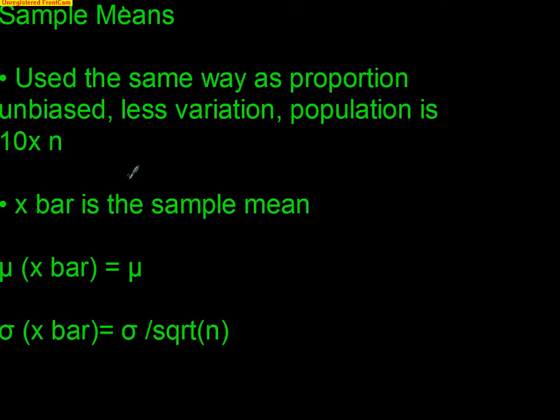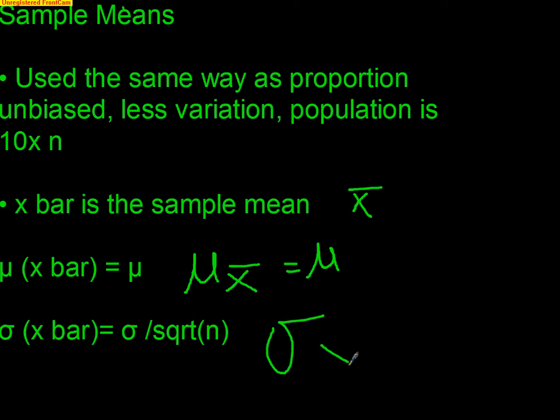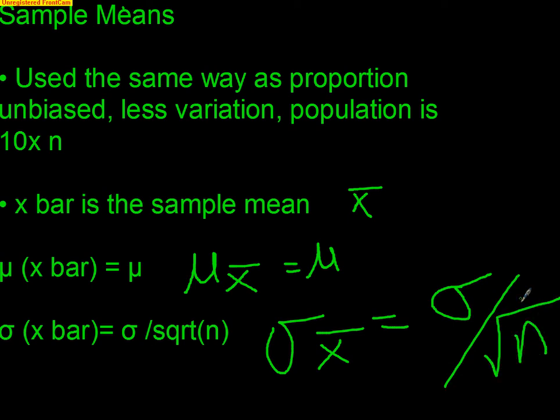X bar is a sample mean, so this is X bar. And then mu of X bar is equal to mu. And you'll see this plays out as we go along. And then sigma of X bar is equal to sigma over the square root of n. Okay. So I'll give you a second to copy all this down, and then we'll go on.